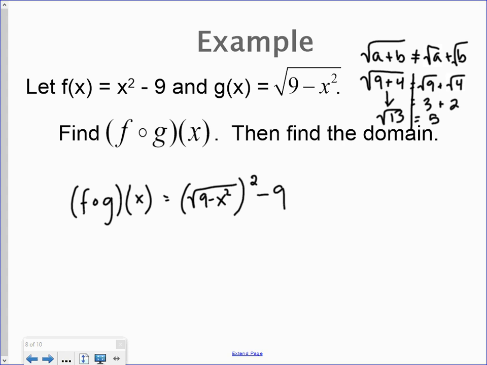So no simplifying needs to be done in g. Just sub it in. What does simplify, though, once we sub it in? The square root and the square will cancel each other out. That is allowed. So it's going to cancel out the square root, and then we're left with 9 minus x squared minus 9. And then we get negative x squared. Cool.